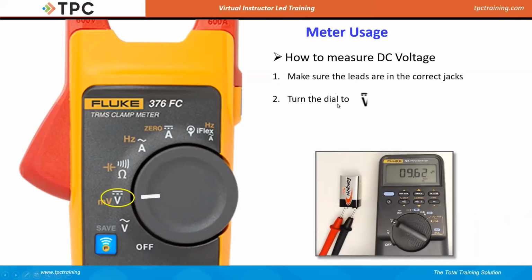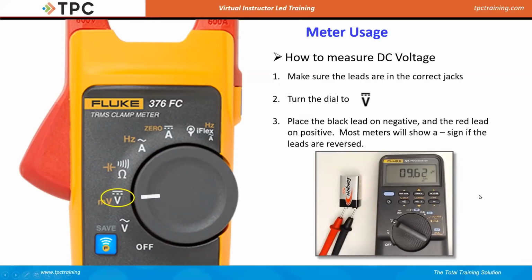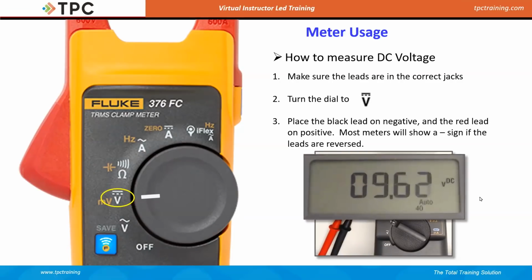So just put the dial on DC volts as we said, right there. Now you do have polarity here. So the red and the black leads do matter, but if you get them wrong, the only thing that'll happen is you'll get a negative sign. Here we have red on positive and black on negative. So we see 9.62 volts.